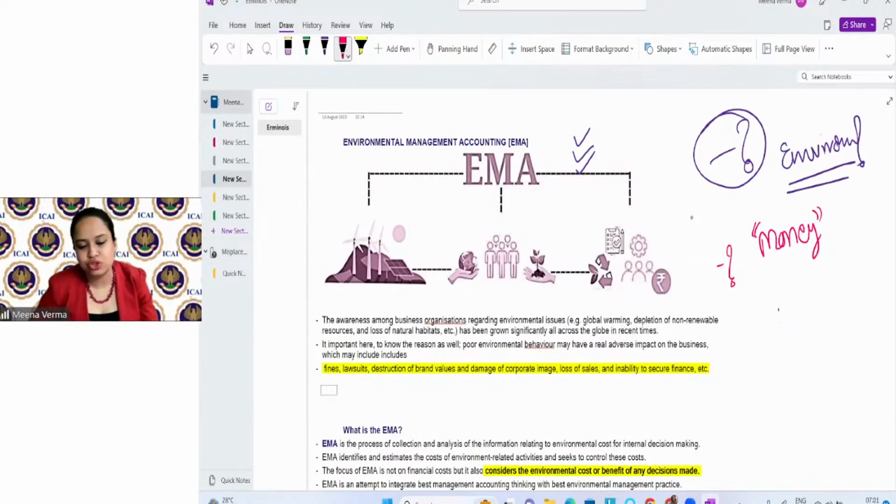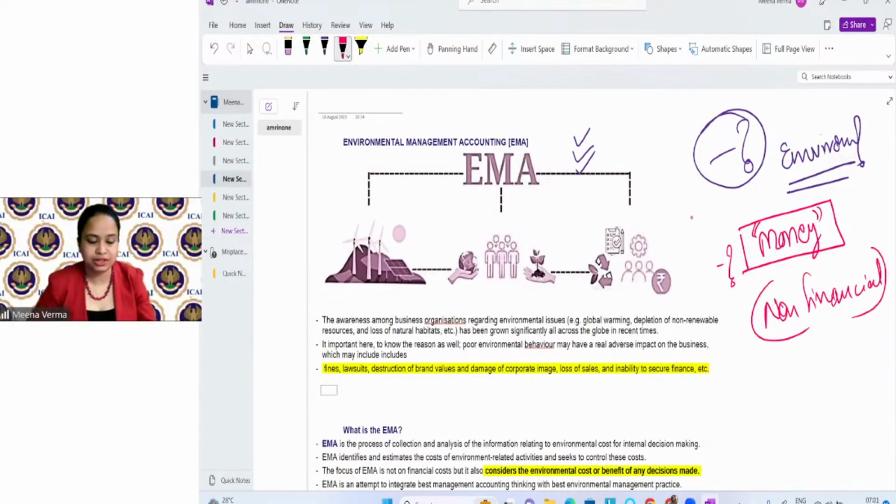If you see, we have studied that the financial factor is important for the business. It is important to consider the financial factors. But now the question is, is it important to consider some non-financial factors? Here we are considering the environment, the effect on the environment. It may affect the environment, right? And we have to consider its accounting, how it is affecting the organization, monetarily and non-monetarily both.